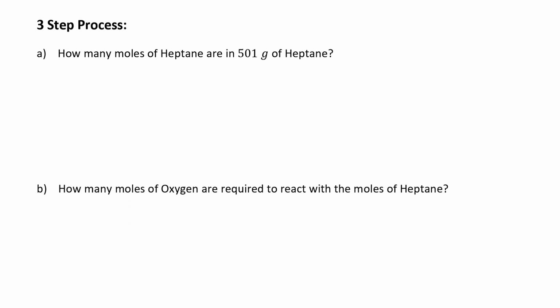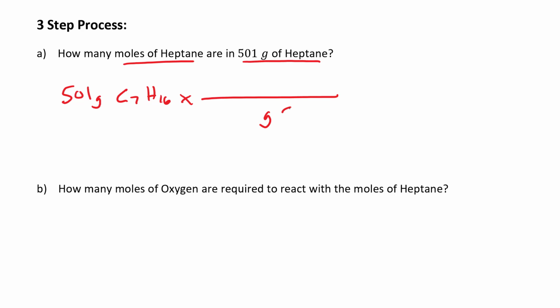Let's start this as a 3-step process. So we'll do the first part. We're going to convert from grams of heptane to moles of heptane. 501 grams of C7H16. I'm going to convert from grams of that to moles of that. In order to do that, I need to know what the molar mass is.